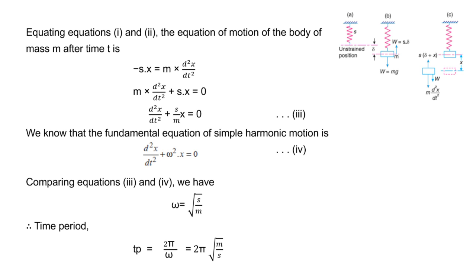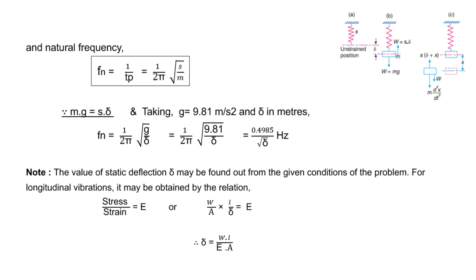This will be omega. And what is omega? Omega is circular natural frequency, remember, or circular frequency. Omega is equal to square root S by m. Therefore, time period, we know that time period is 2 pi upon omega. This is the time period of SHM. Then omega we have got is square root K by m or S by m. Put the value of that. Time period you have got is 2 pi into square root m by S.